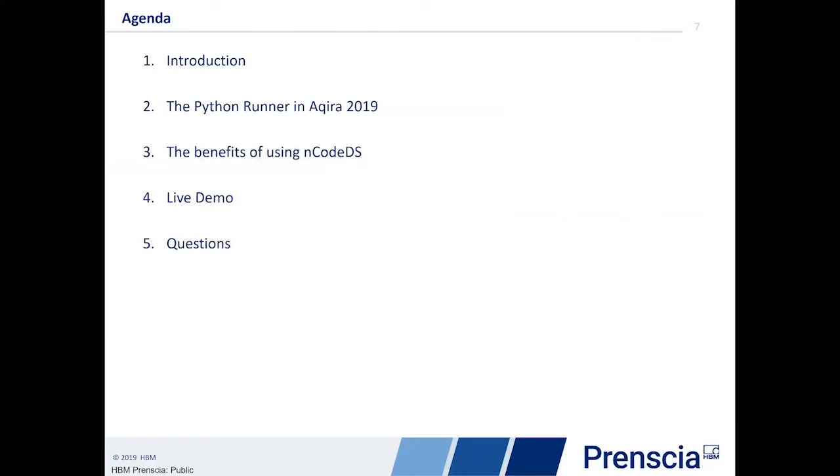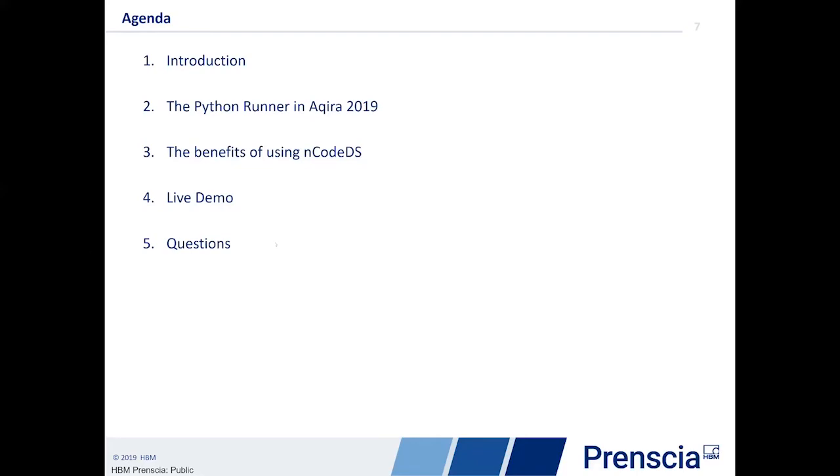Then we'll cover what's new in Akira 2019. One of the topics, as you'll see, is the Python runner, which is really helpful. We'll discuss some applications, and as part of the Python runner, we'll see that we have nCodeDS that's usable and has a number of benefits, particularly for processing huge quantities of digital data. To show you this live in practice, I'll do a couple of demos, and then we'll go to the question and answer section at the end.